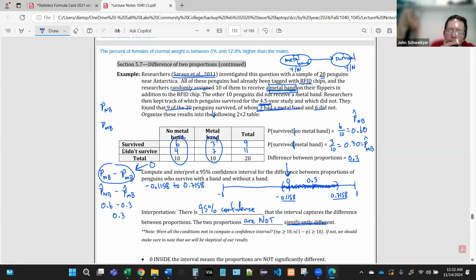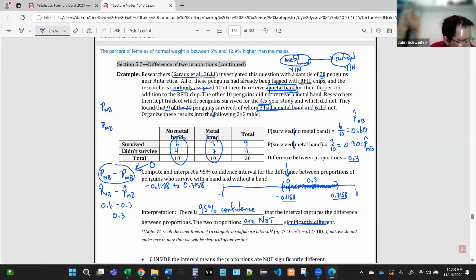Okay? So, if you're a researcher and you've been working with these penguins and maybe you have a good feel for what these metal bands are doing, you might believe that they actually are harming the penguins, right? Or you may not. But let's imagine you still believe it. You can still believe it, but this data set doesn't prove that the metal bands are harming the penguins, okay? Because it's possible that the difference between those two parameters is 0, okay? So does that make sense?